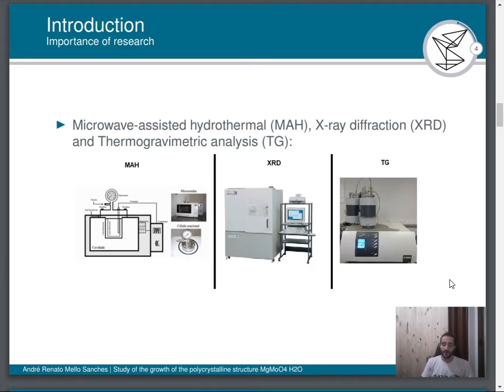In this research, we used some analysis techniques and laboratory instruments such as microwave-assisted hydrothermal, in the figure, X-ray diffraction XRD, and thermogravimetric analysis TGA, the third image. And the second is XRD, and the first is MAH.